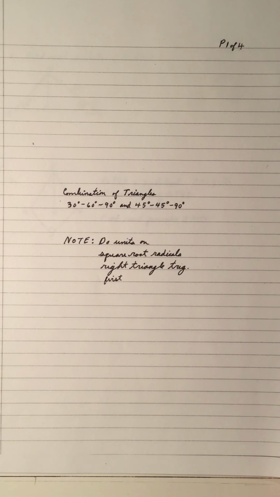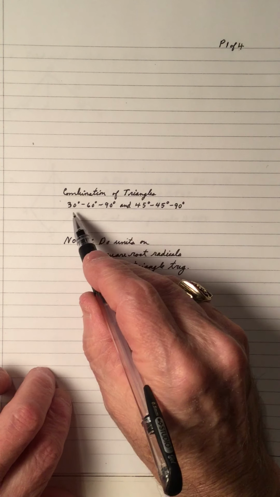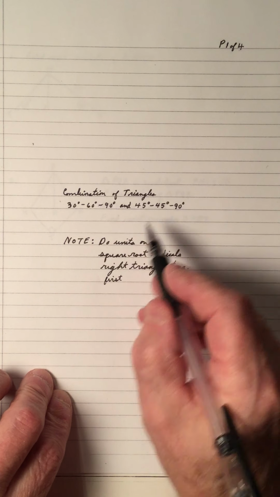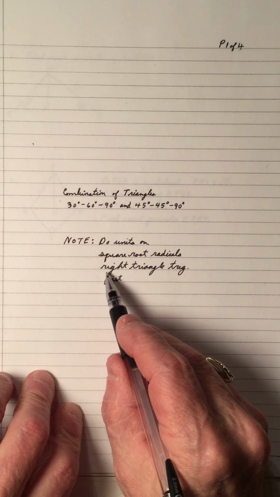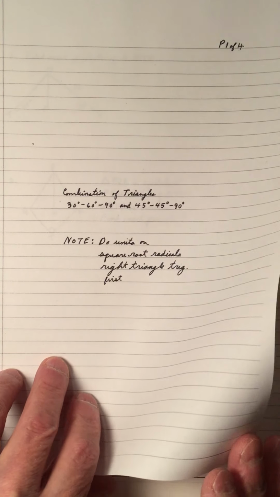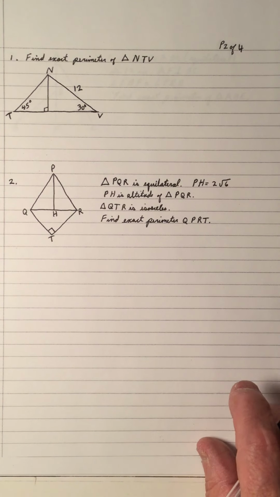Hi, welcome to my video on the combination of right triangles, 30-60-90 and 45-45-90. Note, do the unit on square root radicals and the unit on right triangle trig first. That will help you with the manipulation in the exercises we're going to do.